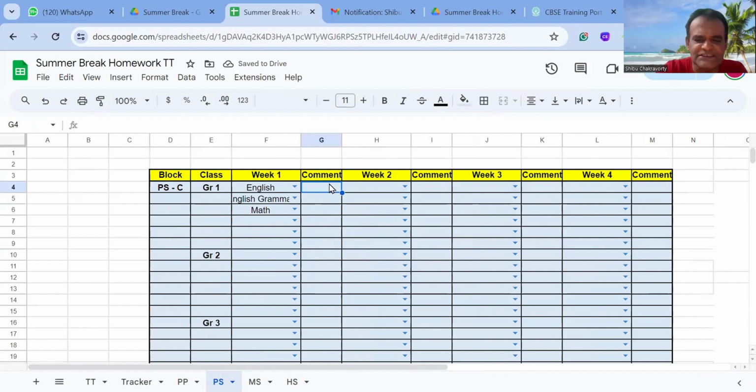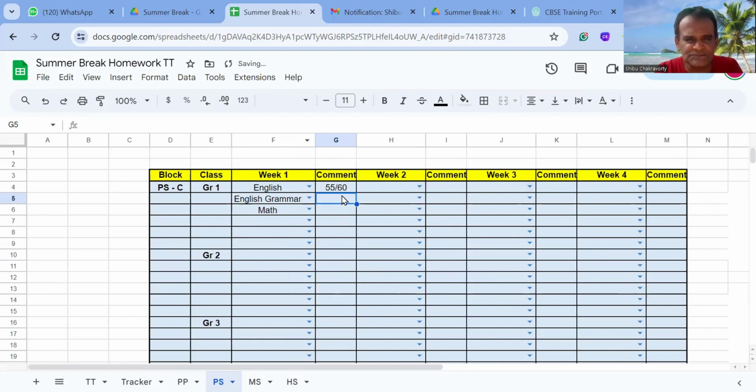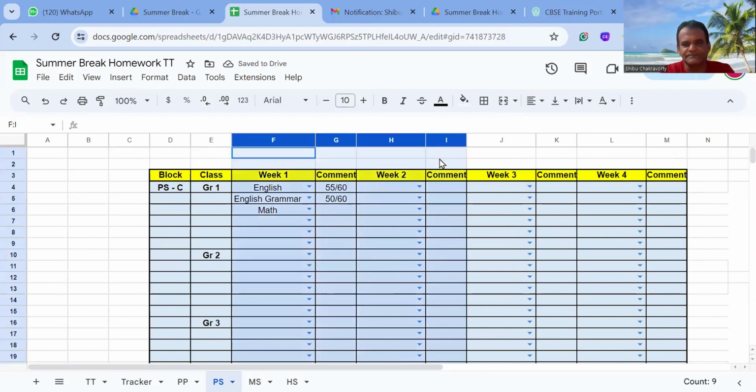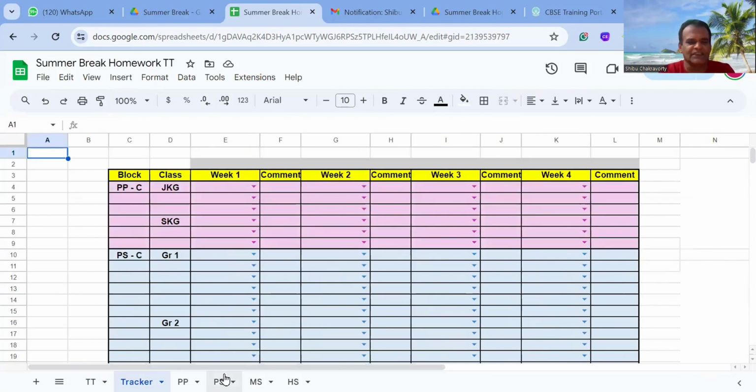Let's say out of 60, maybe 55 have completed. That is what you'll be entering over here. Here, let's say maybe 50 have completed out of 60. This is what you will be maintaining. This tracker you should be maintaining up here. And this automatically will be copy pasted over here by the coordinators.